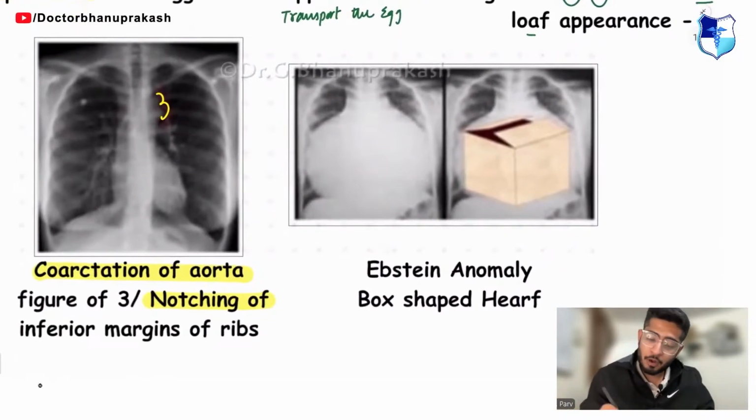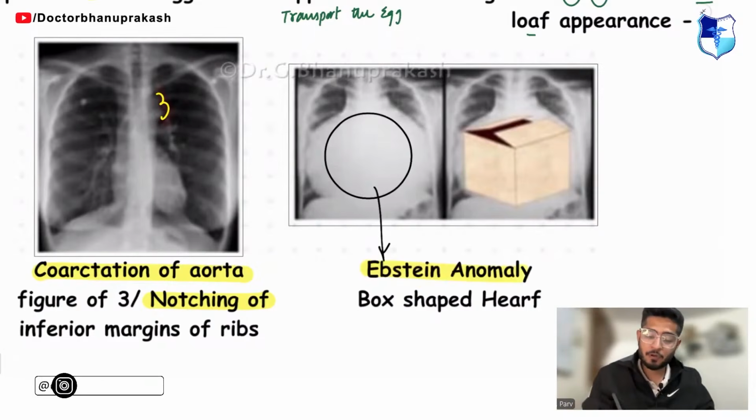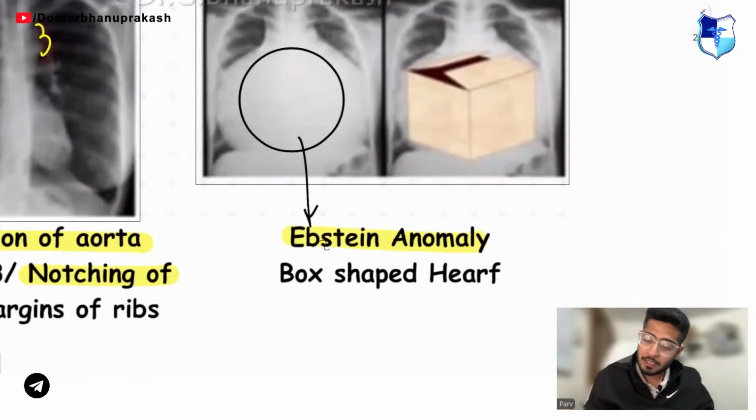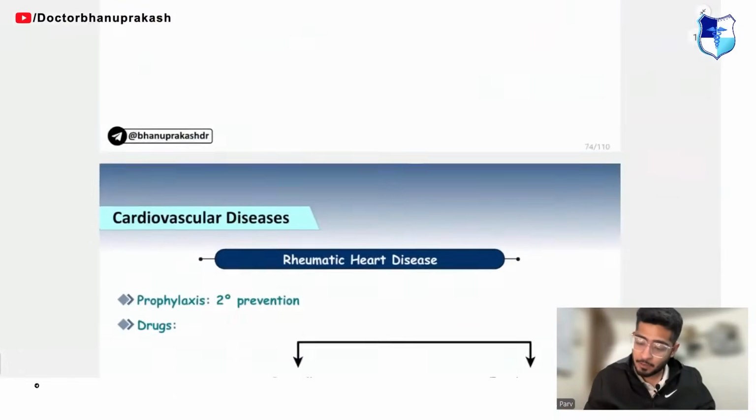And then you have got box shaped heart. This box shaped heart is something which is seen in Epstein's anomaly. So remember, BE is going to be there, Epstein's. So BE is actually BO, equal to box. It's going to be box.